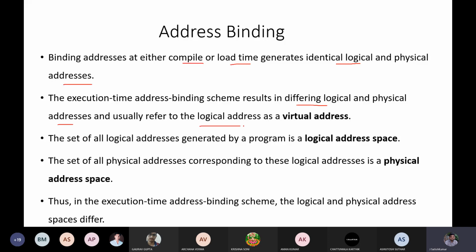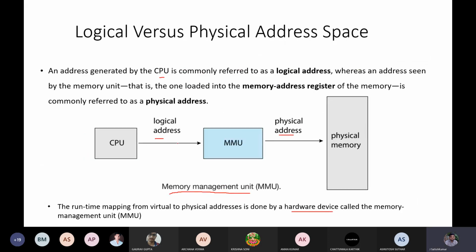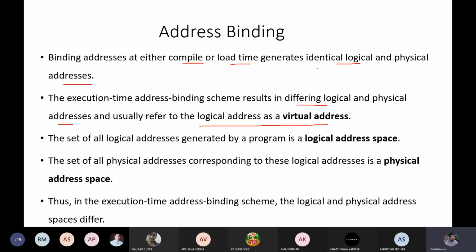Usually this logical address is referred to as a virtual address. In the execution-time address binding scheme, the physical address and logical address are different. At compile time, both are the same, they are identical. The set of logical addresses generated by a program is called the logical address space. The set of all physical addresses corresponding to these logical addresses is the physical address space. Thus, in the execution-time address binding scheme, logical address and physical address differ.